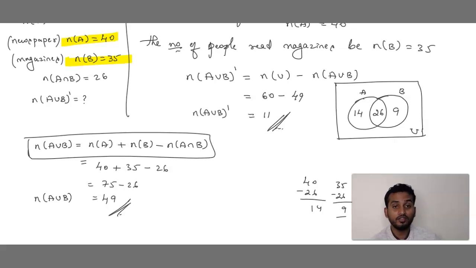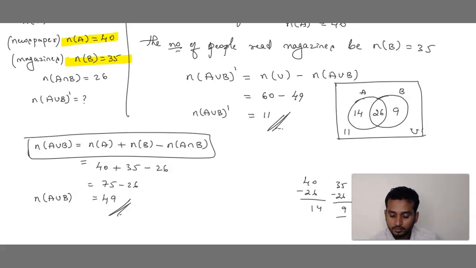40 plus 9 is 49. But how much is n of U? 60. Total we have 60. But inside how much do we have? 49. Now how much is remaining? 11. So that 11 we write outside. That is (A union B) whole transpose. A union B means inside, whole transpose means outside.